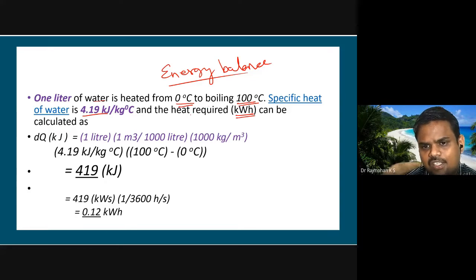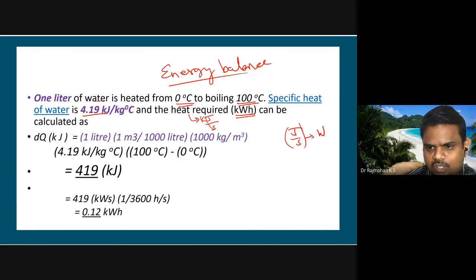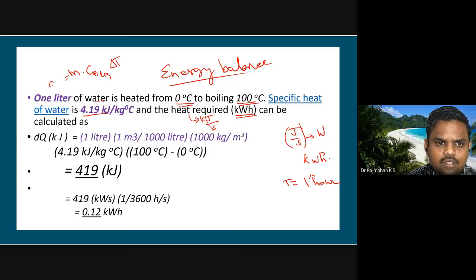So remember, usually we get the heat in terms of kilojoule per second or kilojoule per hour. Because joule per second is watt, accordingly we have to convert the units to get in terms of kilowatt hour. Okay, so let us see. Per hour, time equal to 1 hour, what is the value? dq equal to m Cp delta T. Here also m Cp of the liquid delta T equal to dq.